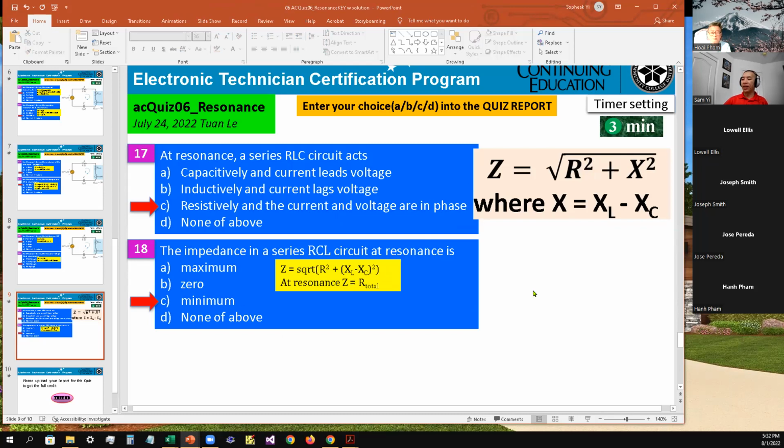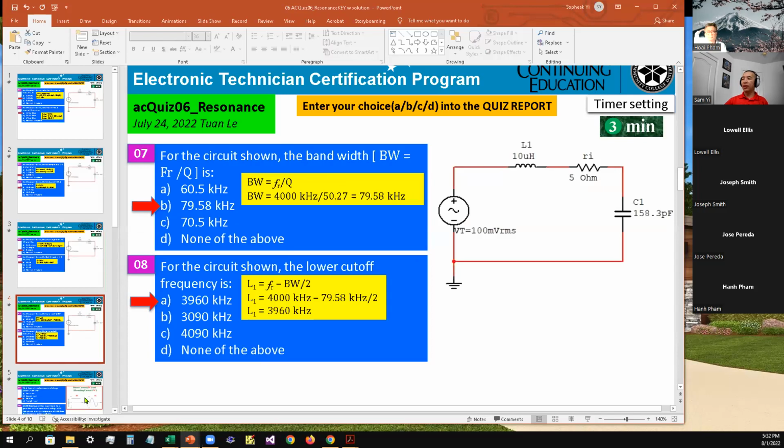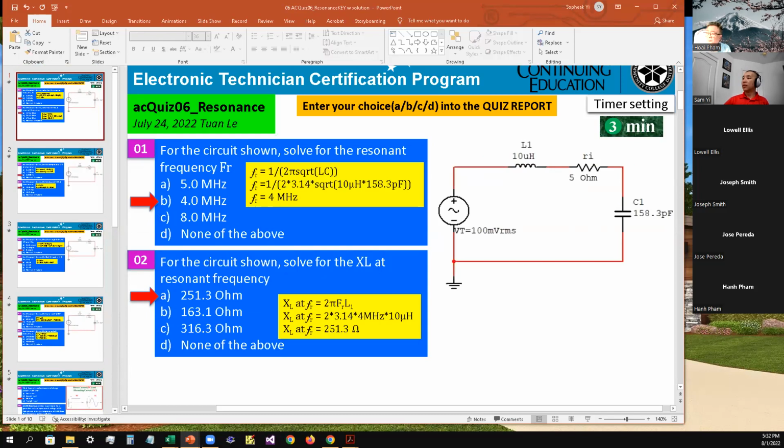Hopefully that gives you a quick review of the basics of the resonant frequency, and how to calculate the bandwidth and the quality of the coil. All right, does anybody have any question on this quiz? All right, everybody's good.